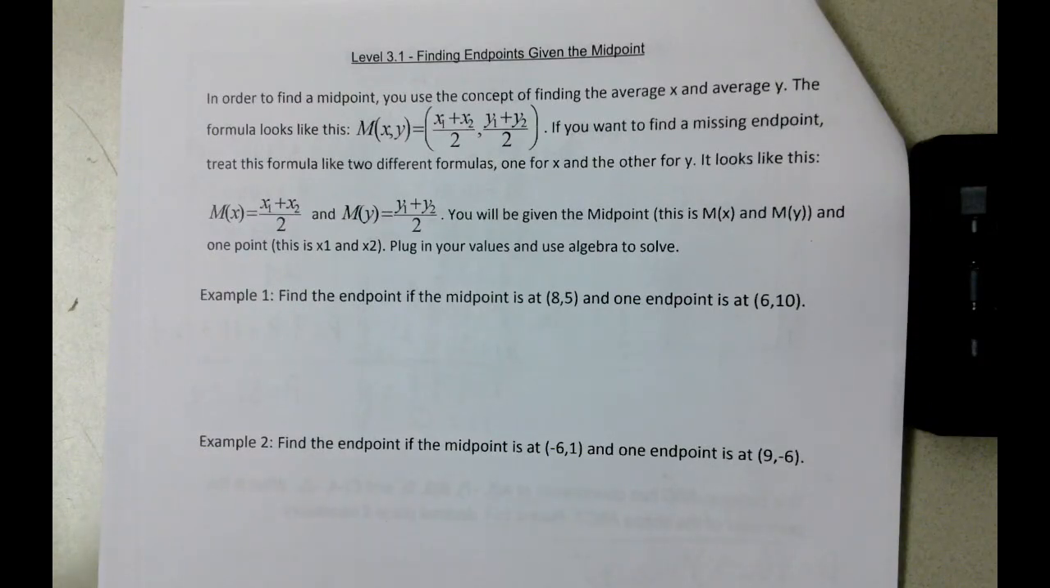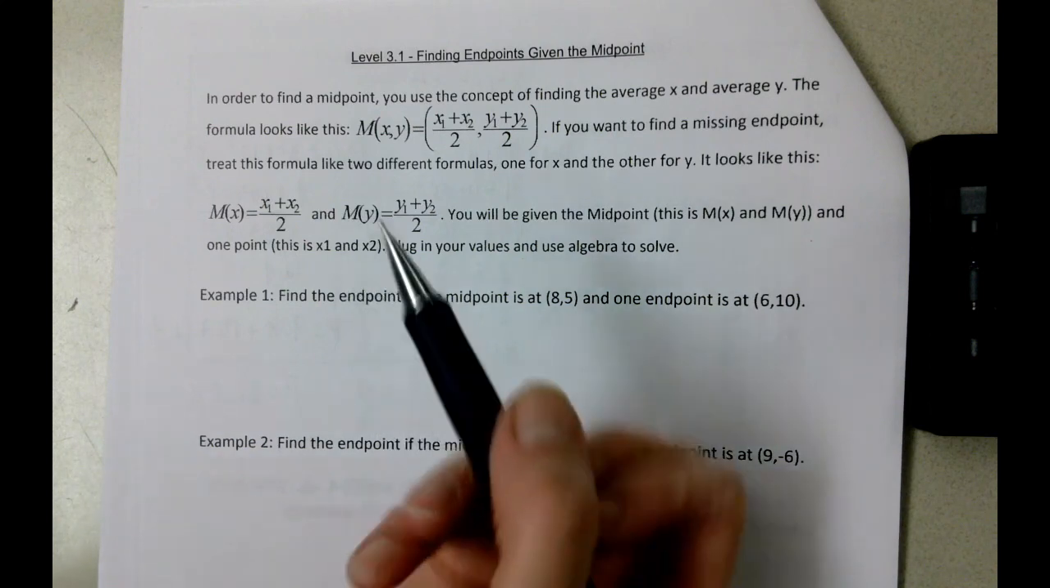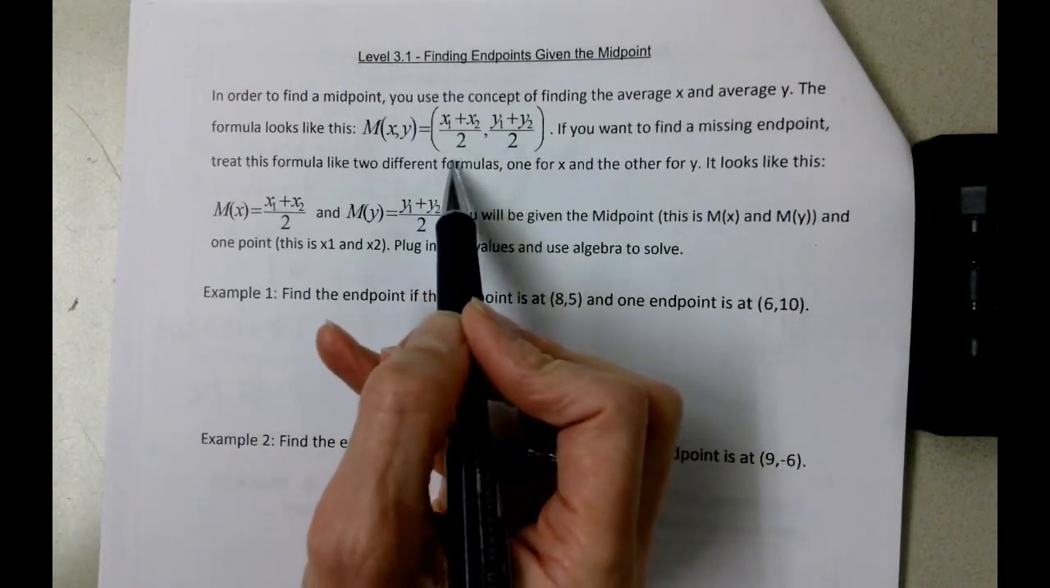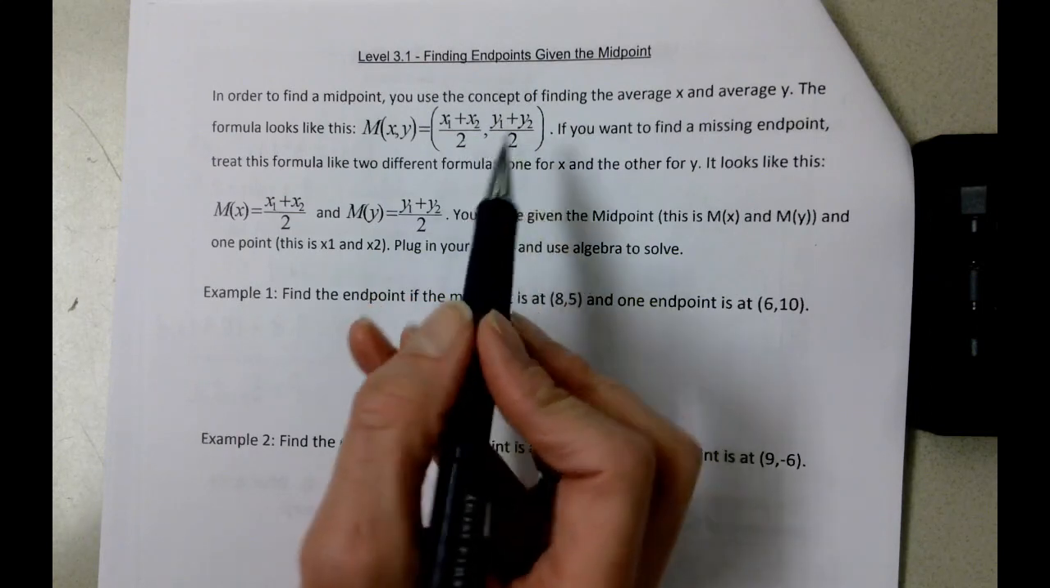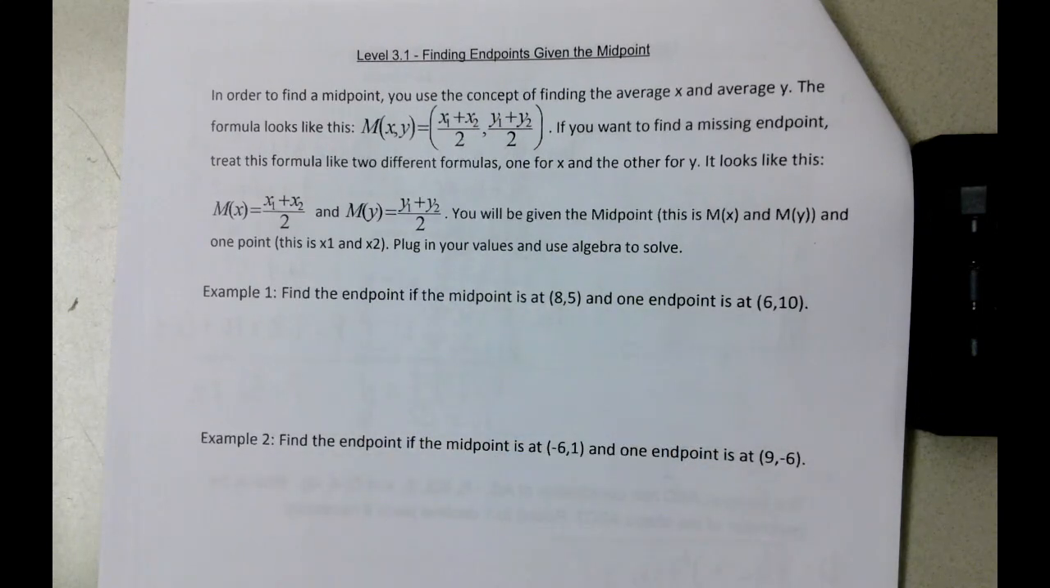We're going to look at level 3.1, finding endpoints given the midpoint. In order to find a midpoint, you use the concept of finding the average x and the average y. The formula is that we add the two x values together, divide by 2. We add the two y values together, divide by 2. We put them in parentheses so that it represents an ordered pair.